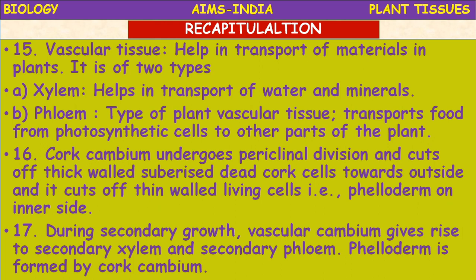During secondary growth, secondary xylem, secondary phloem, like that we come across other terms. The cambium which is present in the vascular bundles is called vascular cambium. The cambium which is present in the cork is called cork cambium. The vascular cambium gives rise to secondary xylem and secondary phloem. The phelloderm is formed by the cork cambium.